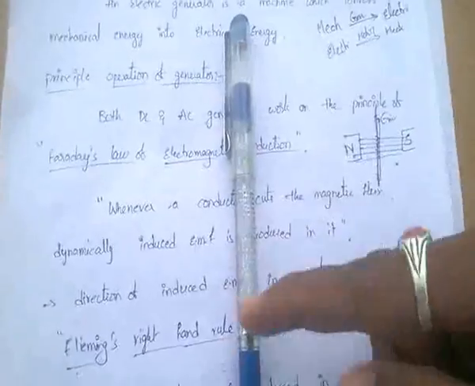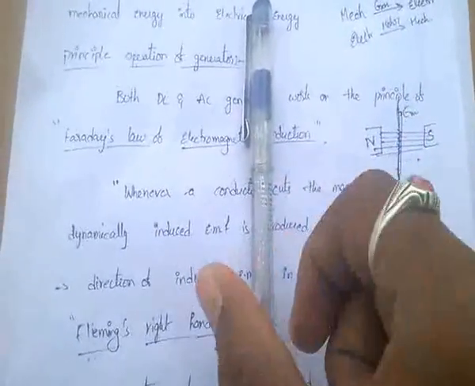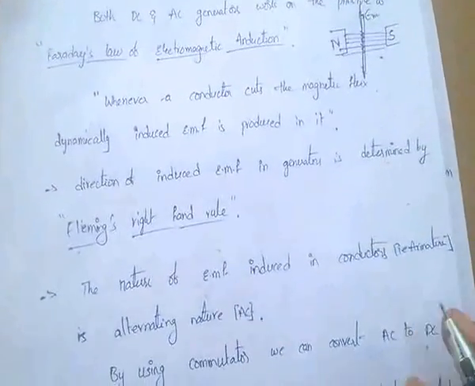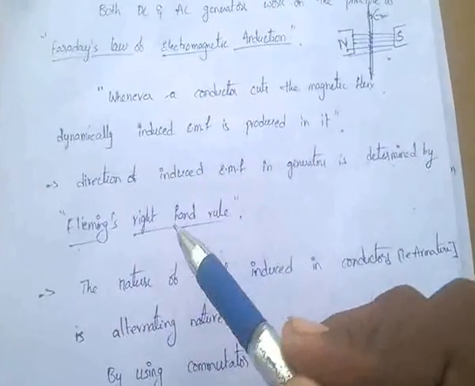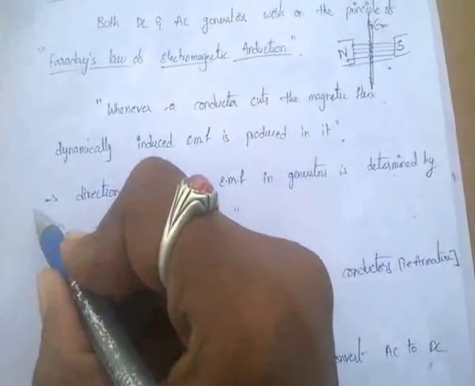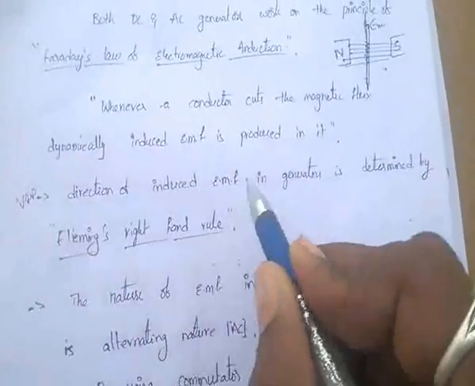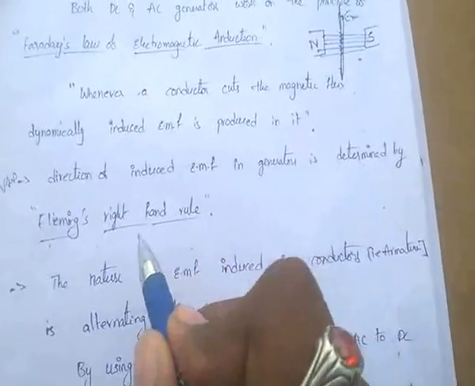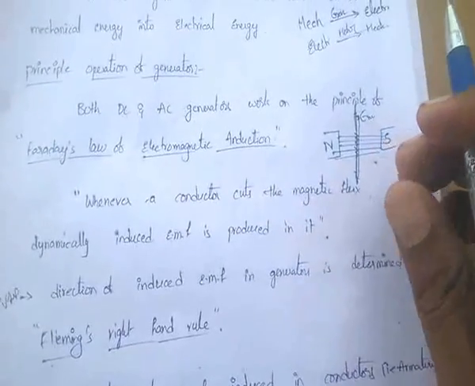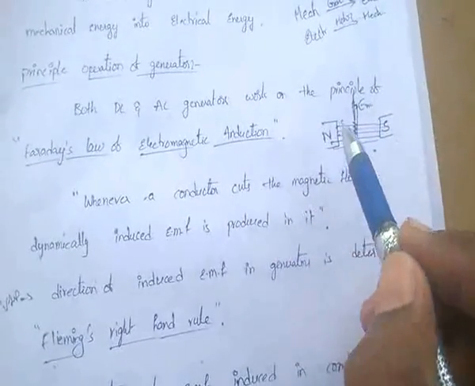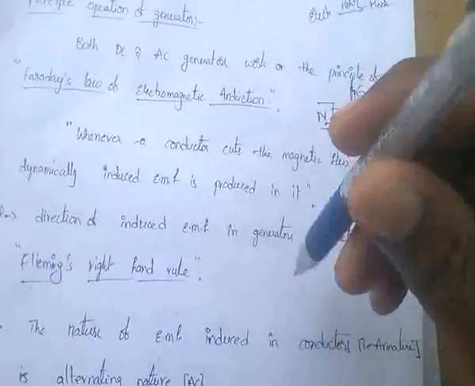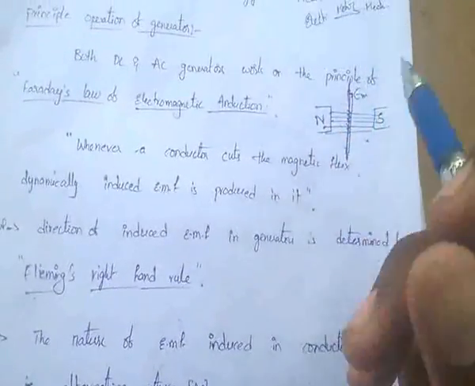The direction of induced EMF in a generator is determined by Fleming's right hand rule. I already explained Fleming's right hand rule in the basic electricity videos. This is a very important bit. Once again, coming to the principle, whenever the conductor cuts the magnetic flux, an EMF will be induced.